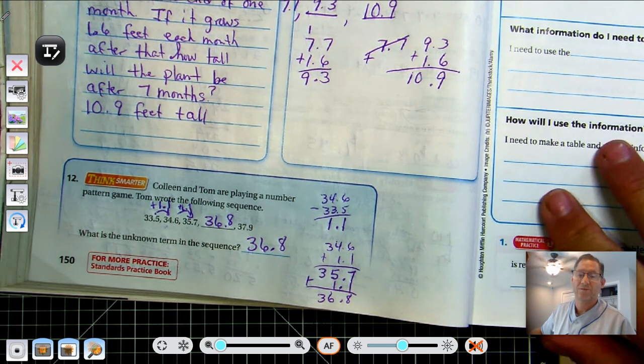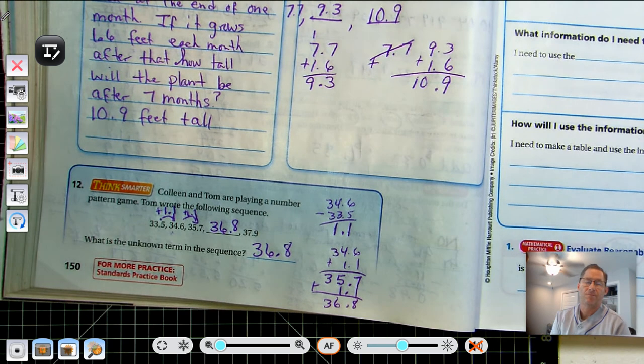Okay, so that's all there is to this one. We're basically identifying the patterns, applying what we've learned about adding and subtracting decimals to find unknown terms.